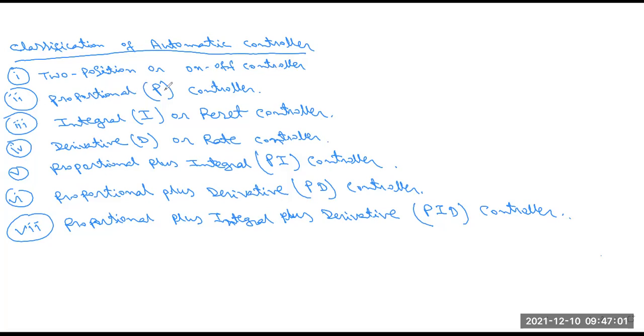Number two, proportional controller, that is P controller. Okay. Number three, that is integral, that is I, or sometimes it is called the reset controller also. Okay. Number four, this is derivative, that means D, or sometimes it is called rate controller, rate of change controller. Number five, proportional plus integral, that means PI controller part. Okay. Number six, this is PD, proportional plus derivative controller part. And last number seven, this is proportional plus integral plus derivative controller part. That means PID controller part.